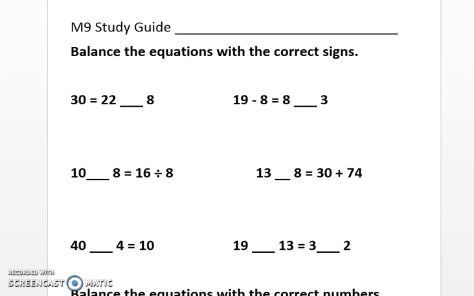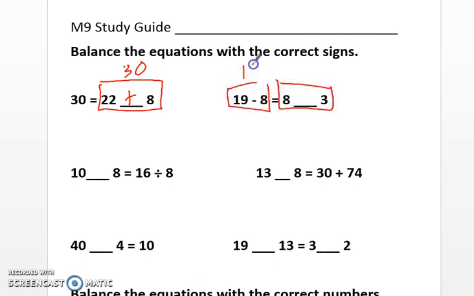This video is to show you what goes on the study guide. If I got a 30 over here, this side also has to equal 30. So I need to do 22 plus 8 to get me to 30. Box up both sides. My strategy, 19 minus 8 is 11.